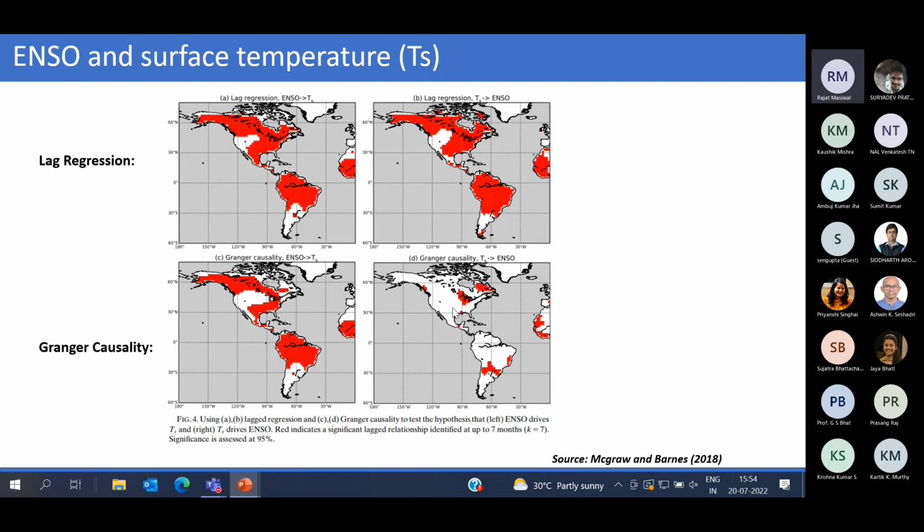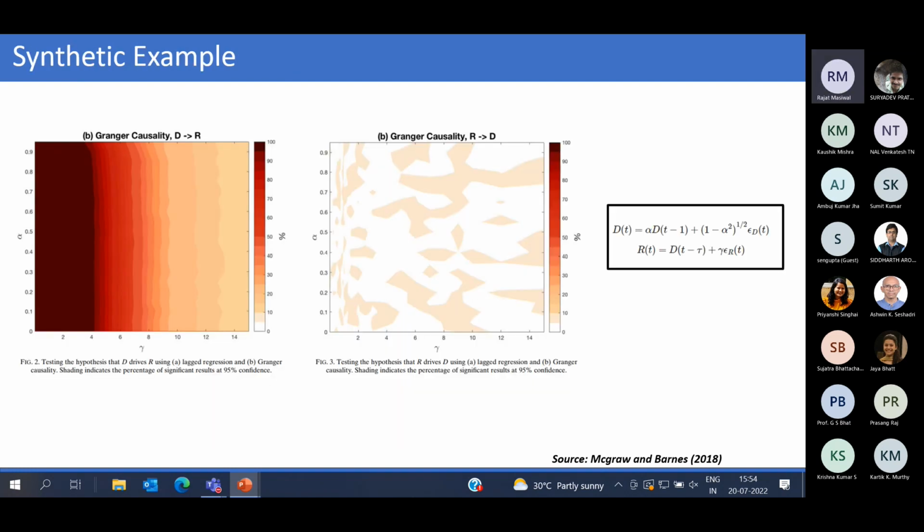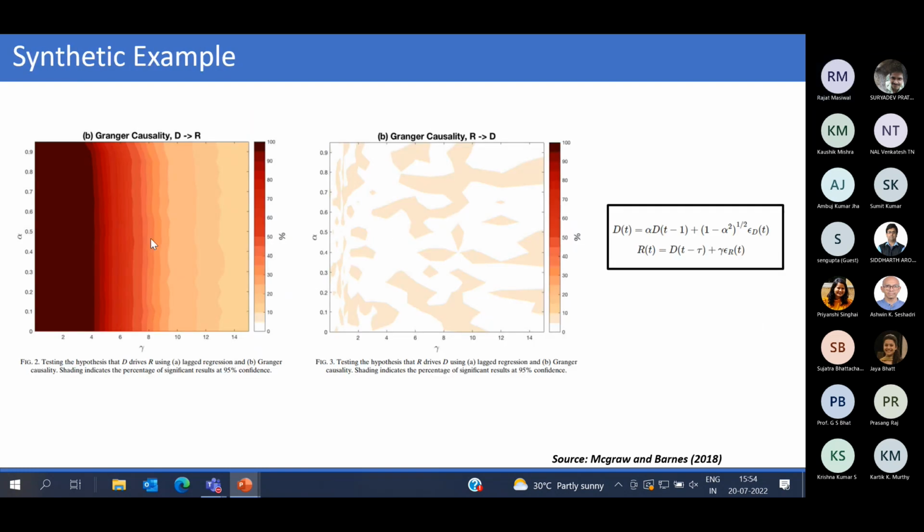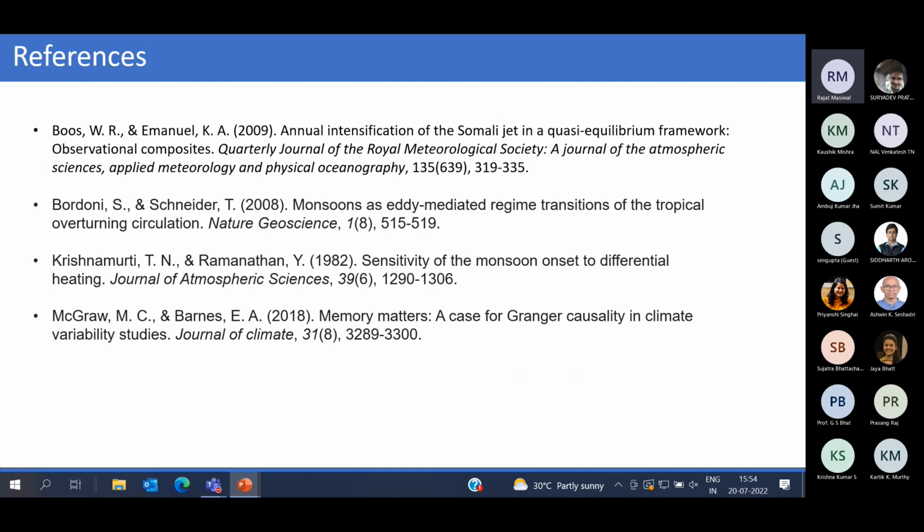So Granger causality is a nice tool to see if there is a cause and effect between two variables. But there are a lot of caveats associated with this test. And if someone is interested, they can go through this paper and see for themselves. But yeah, these are the references I have used in my talk. Thank you. That's all I have.